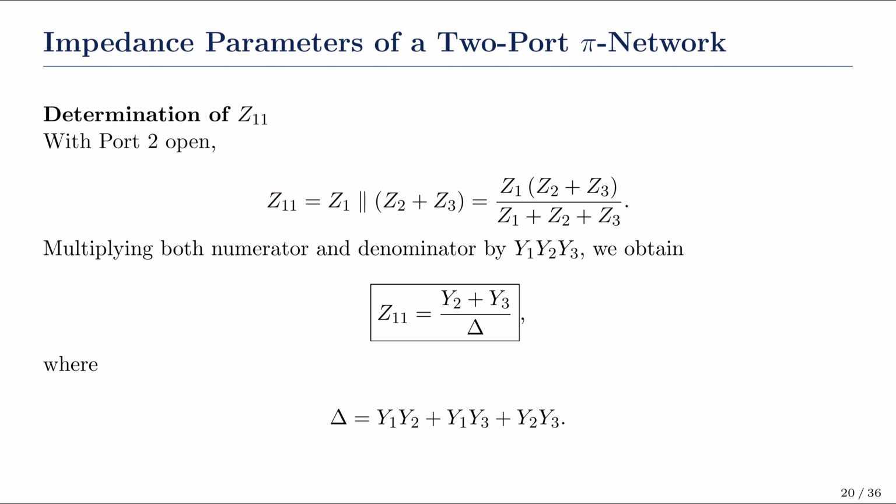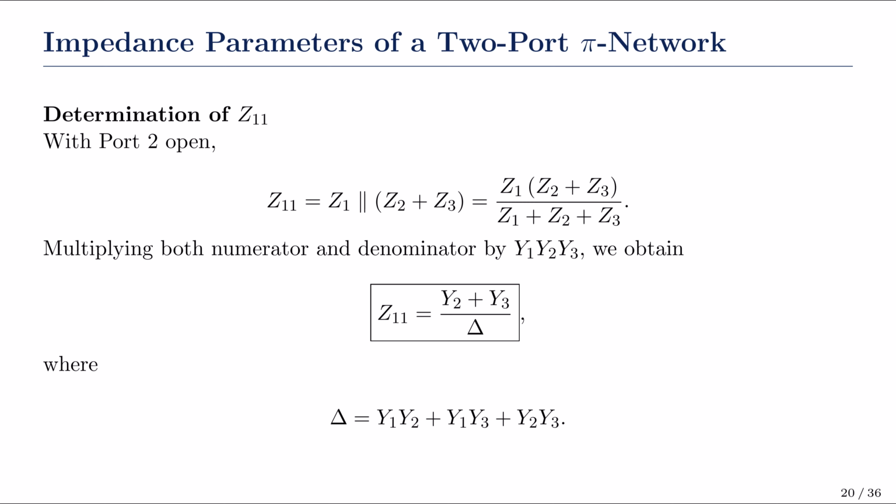With port 2 open, the input impedance is the parallel combination of Z1 and the series path formed by Z2 and Z3. After expressing the result in terms of the admittances, we obtain a compact expression involving the common denominator delta, which will appear throughout the impedance matrix.